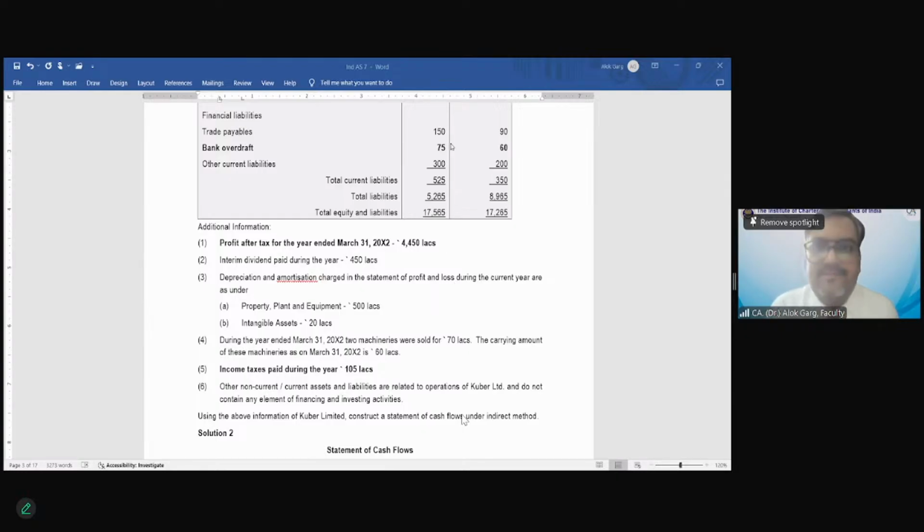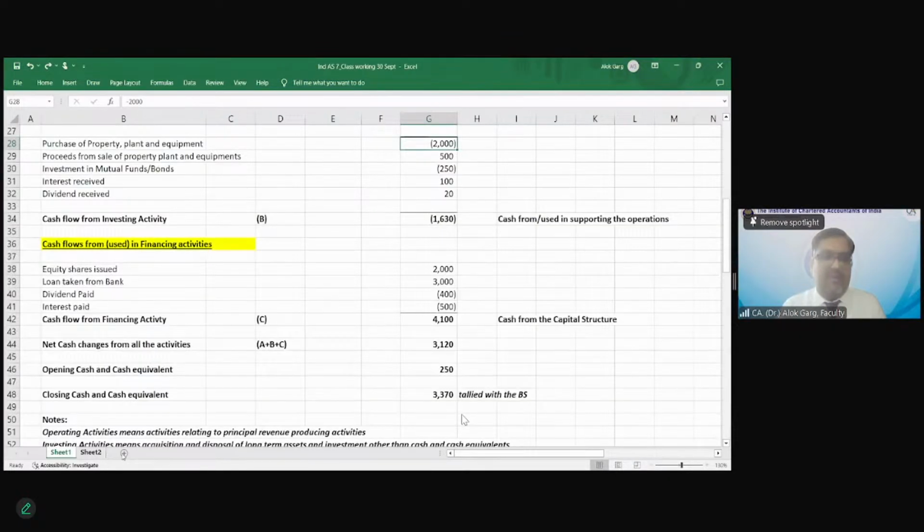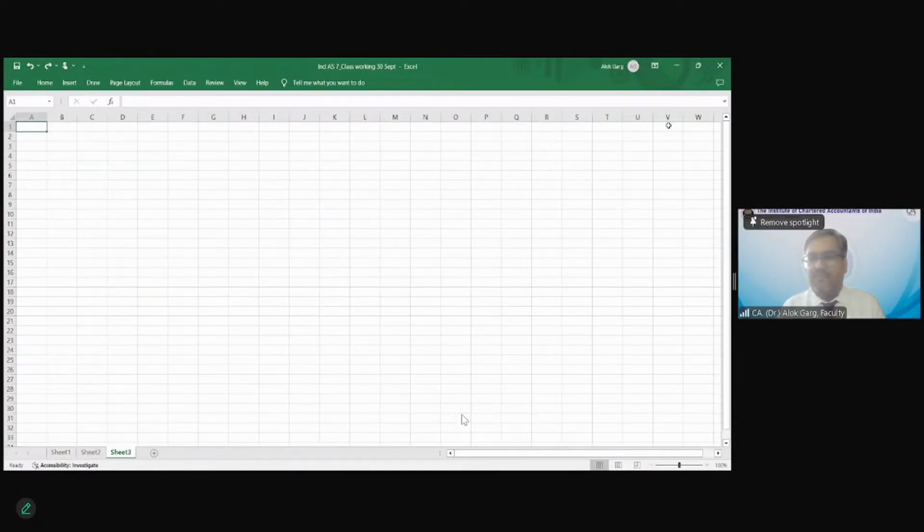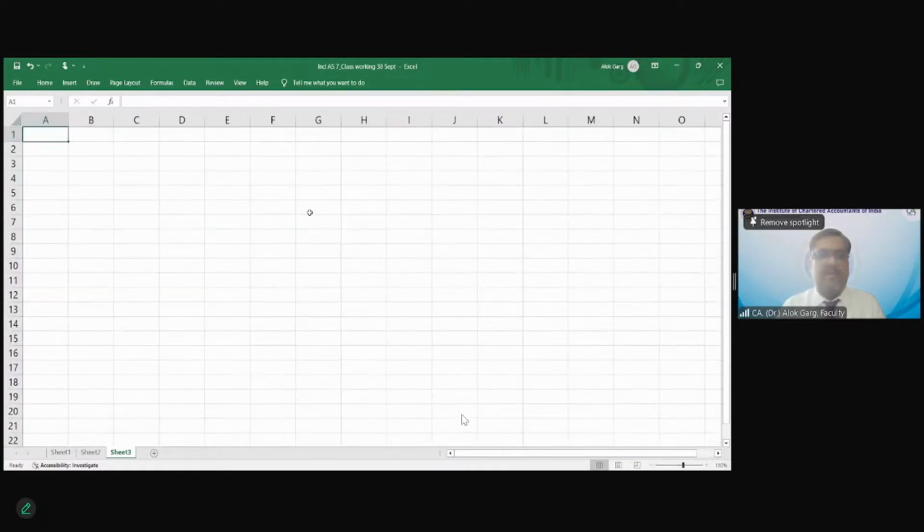Okay, so let me open my Excel file and let me help you with this question. Okay, and this is question number 2 of today's class. I mean to say the Word file which is shared with all of you, the revisionary question. Statement of cash flows. It is not cash flow statement, it's statement of cash flows for the year ended March 31st, 20x2. Okay. Particulars, amount.